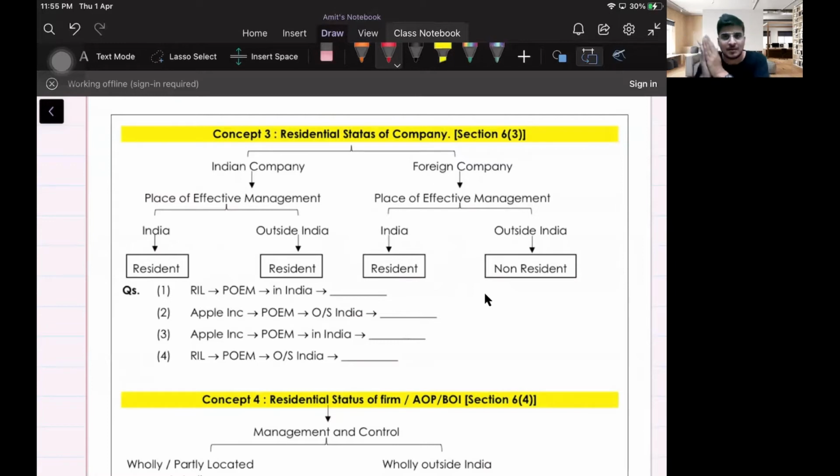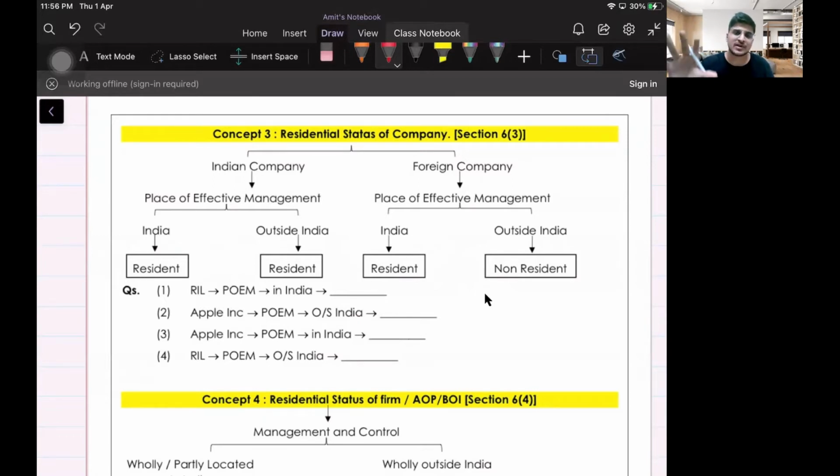In case of Indian company, place of effective management India में है या India में नहीं है does not matter. Indian company is going to be resident. Place of effective management will not matter. Where is the effective management? Management किधर से हो रहा है? That is the meaning of place of effective management. डिसीजंस किधर से जा रहा है, मैनेजमेंट किधर से कंट्रोल हो रहा है, तो वो सब कुछ प्लेस ऑफ इफेक्टिव मैनेजमेंट की डेफिनेशन में कवर होता है.